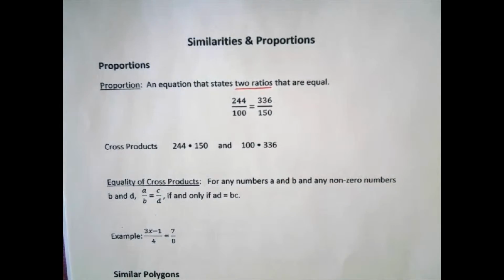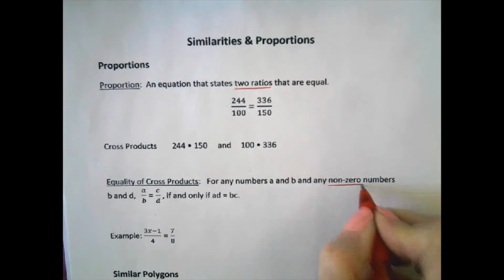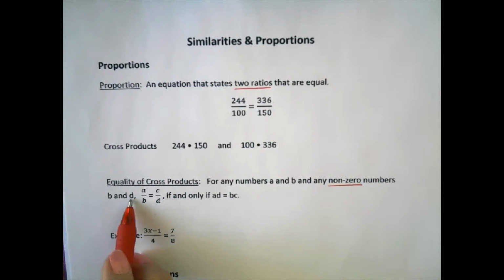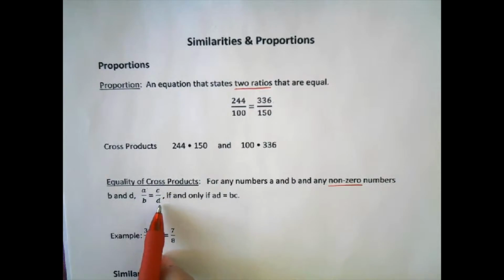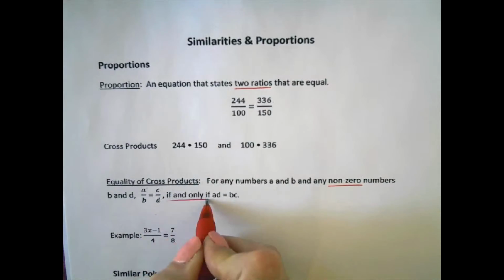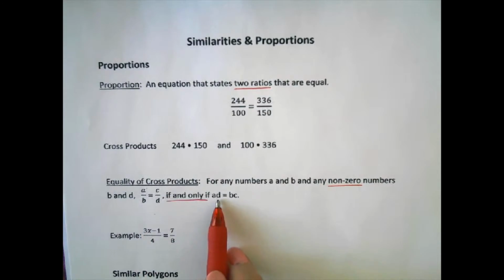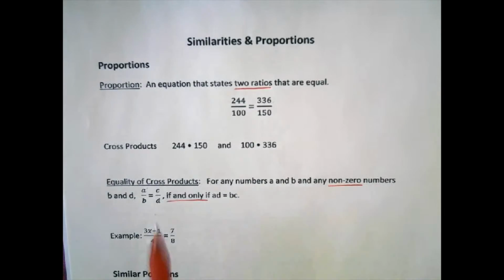This is known as the property of equality of cross products, and it says that for any numbers a and c and any non-zero numbers b and d, a divided by b is equal to c divided by d if and only if a times d equals b times c. It's very important, of course, that b and d be non-zero numbers because, as I'm sure you know, we can never divide by the number 0.